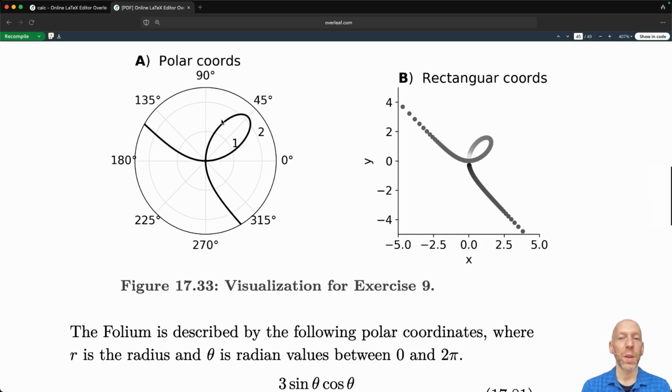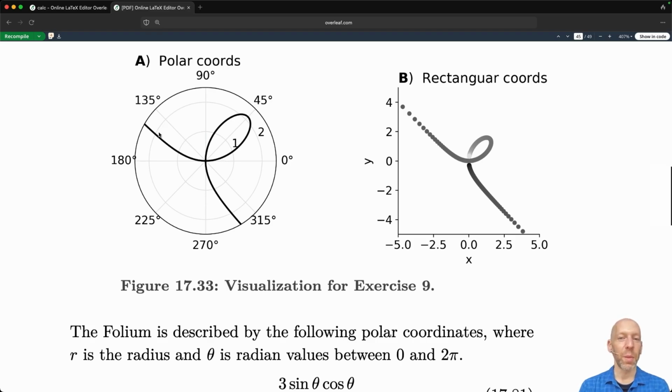Polar coordinates means that instead of having x, y values, you have r and theta values, where theta is the angle, either in radians or degrees, although we will specify them in radians. And r is the radius at each point, so the distance away from the origin.